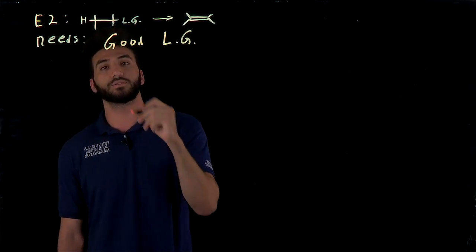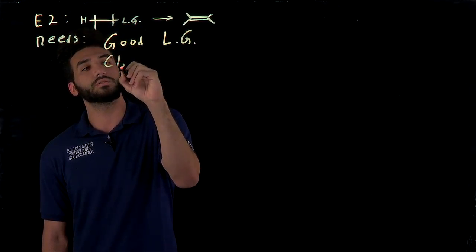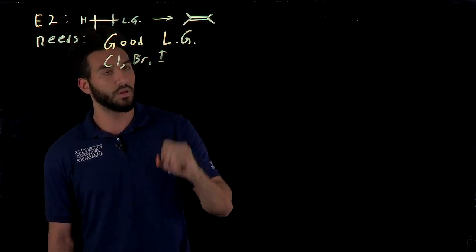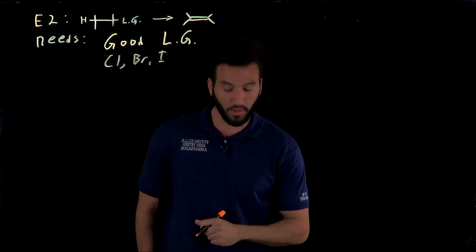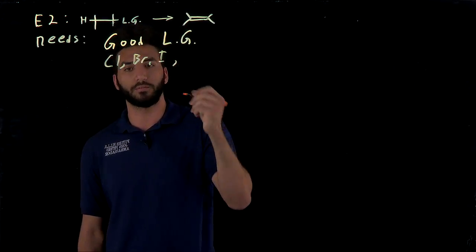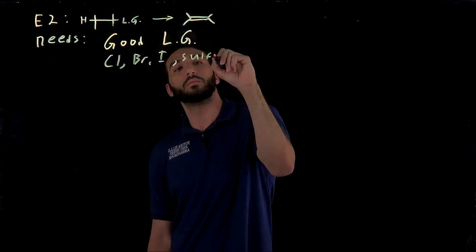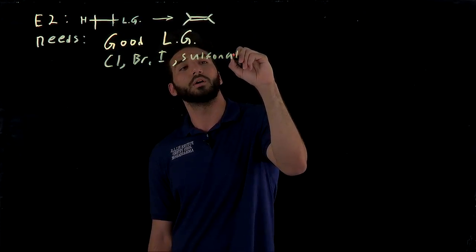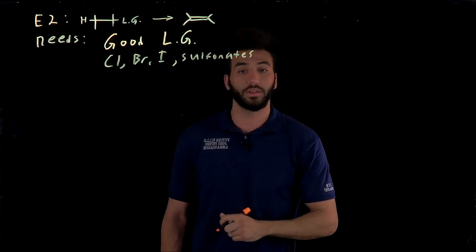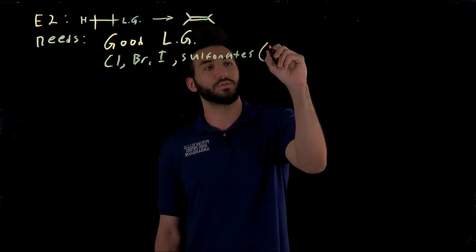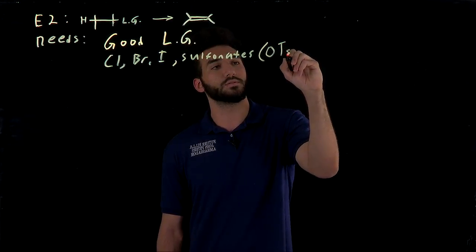These are your halides, so your chlorines, your bromines, your iodines, and also your sulfonates, so your sulfur compounds. These are called sulfonates. I'm just going to write that down. You can look them up. A good example that we've talked about in lecture is OTs. So keep that in mind. So I'm going to put this in parentheses, OTs.